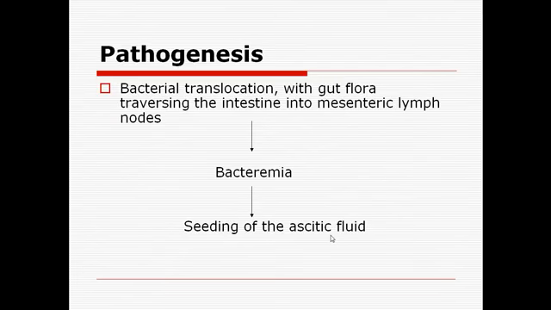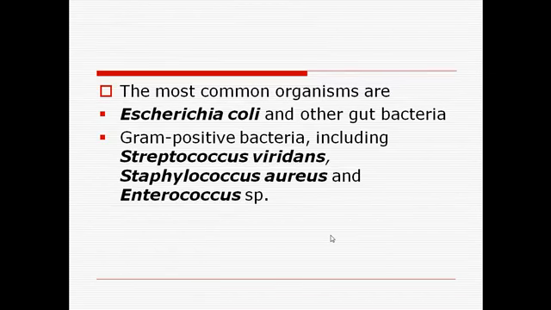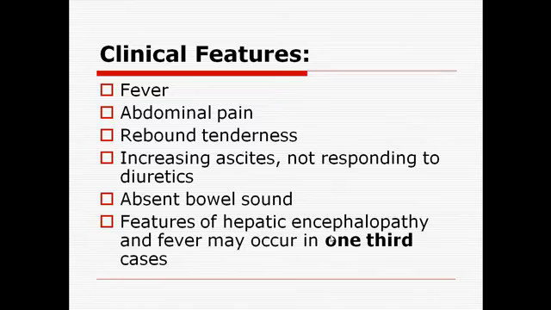Pathogenesis of SBP: bacterial translocation with gut flora traversing the intestine into mesenteric lymph nodes, bacteremia, seeding of the ascitic fluid. The most common organisms are Escherichia coli along with Streptococcus viridans, Staphylococcus aureus and Streptococcus species. Clinical features: fever, abdominal pain, rebound tenderness, increasing ascites, absent bowel sounds, and so on.